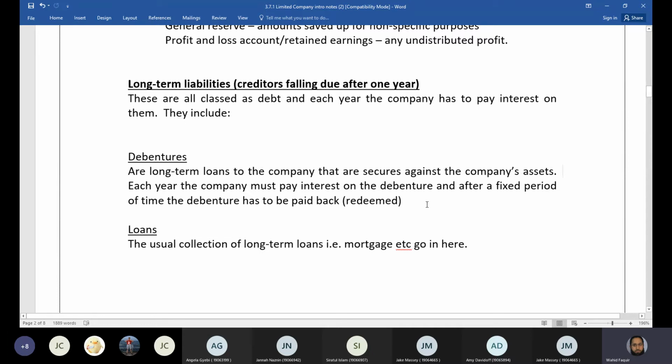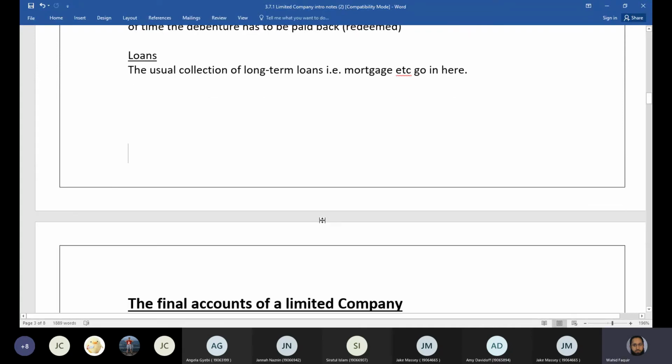Anyway, we'll see the subtle differences between a bank loan and a debenture later on. There are a couple more differences. Generally, in your minds, you should be thinking debenture, fancy term for a bank loan. That's almost sufficient to think of it that way.